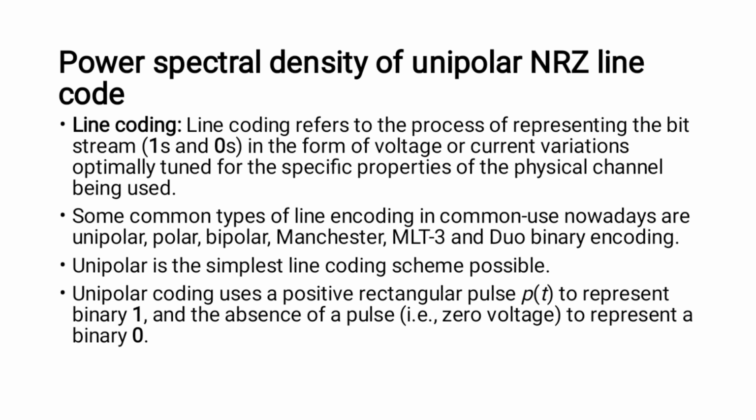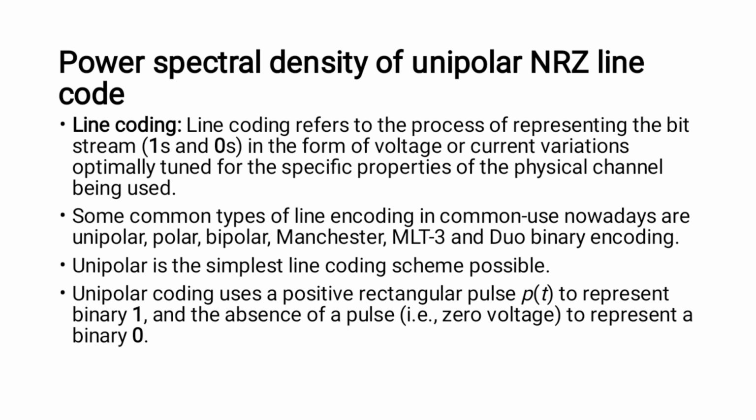What is the power spectral density of unipolar NRZ, a non-return to zero line code? First of all, what is a line code? It is the process of representing the bit streams, as I told you earlier, a sequence of 1s and 0s, in the form of voltage and current variations. For that we are using line coding. Common types of line coding are unipolar, polar, bipolar, Manchester. Many line codes are there, but here we are going to see unipolar NRZ and RZ.